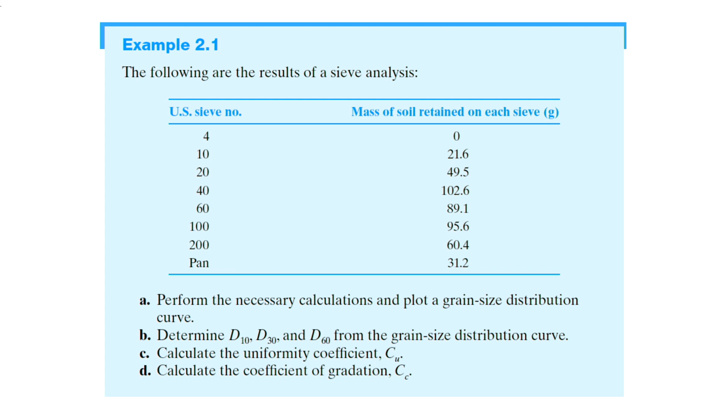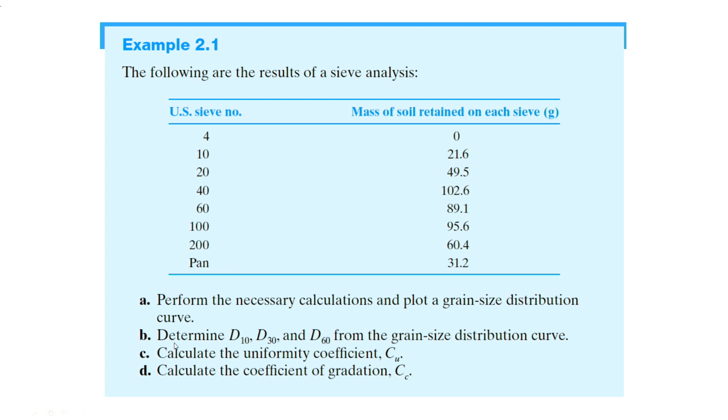It is actually a typical example. The following are the results of a sieve analysis. Imagine that you have done the sieve analysis in the laboratory and you know the sieve number and the mass of soil retained on each sieve. Based on those results, you are asked to perform the necessary calculations and plot a grain size distribution curve, or a particle size distribution curve. You need to plot the PSD curve.